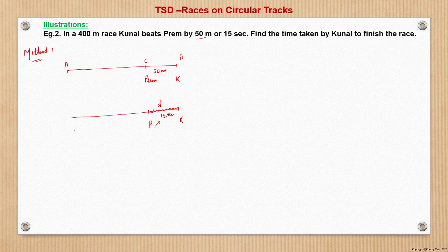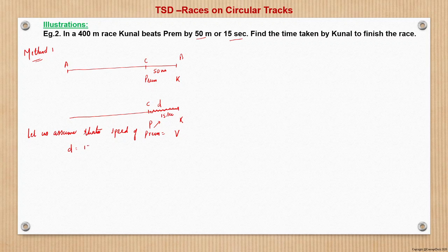So now let us assume that the speed of Prem is equal to V. This is the basic approach using equations we will solve, and then there's another approach through which we will solve this even faster. So what is this distance d? Kunal beats Prem by 15 seconds. It means that when Kunal finishes the race, Prem is here at this point C. It means that Prem will take 15 seconds to cover this distance d.